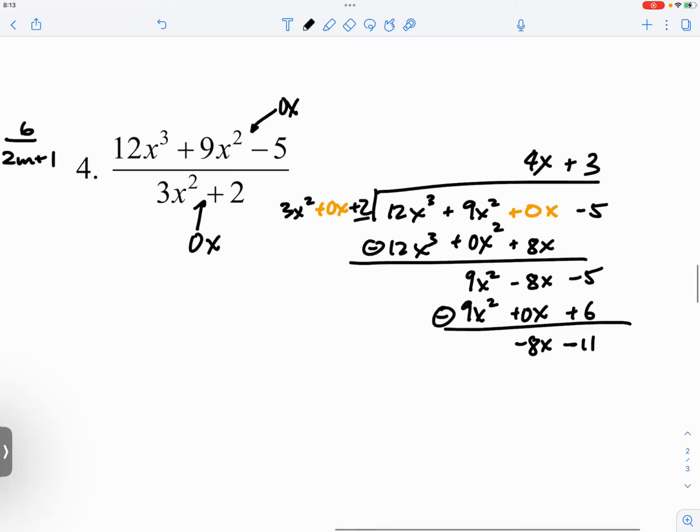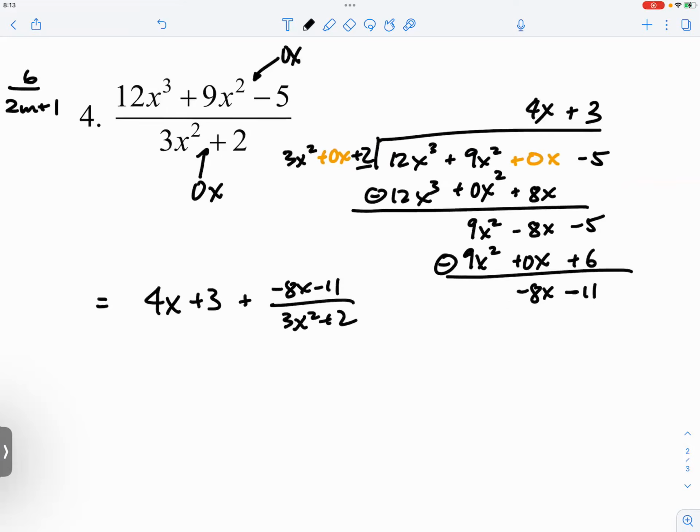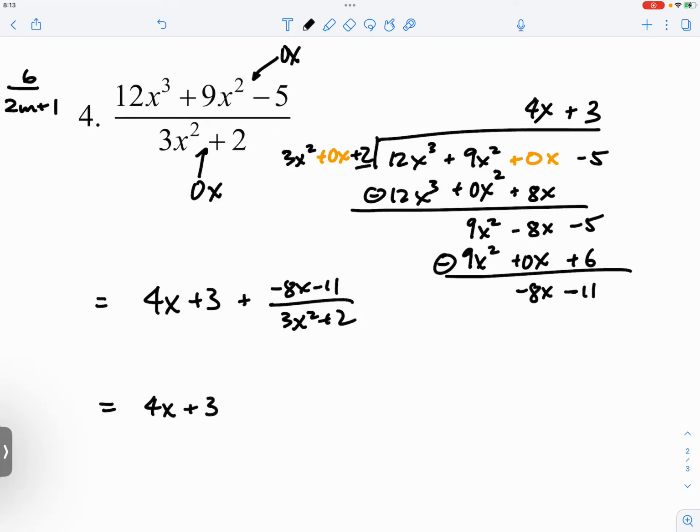Okay, so this division would yield the answer of 4x plus 3 plus negative 8x minus 11 over 3x squared plus 2. Okay, now you may, I'm going to write this down. I would accept this answer, but I want you to push the envelope a little bit further. Where? Well, 0x, when we do the long division, we need to put the 0x, but when we present our answers, they have no place to be there.